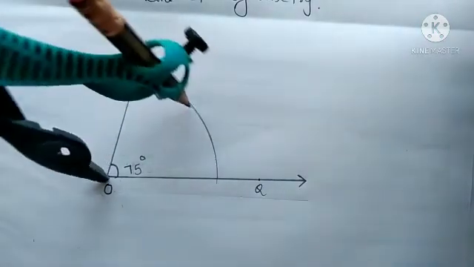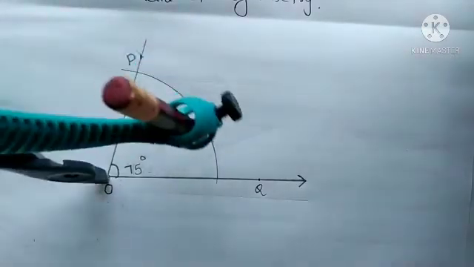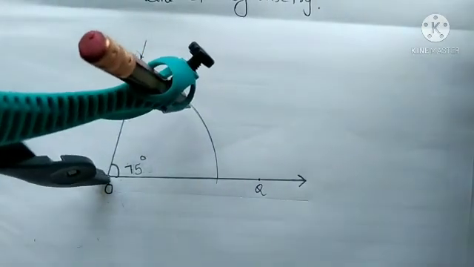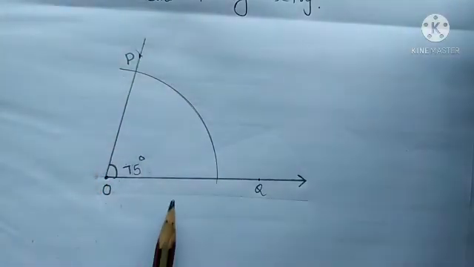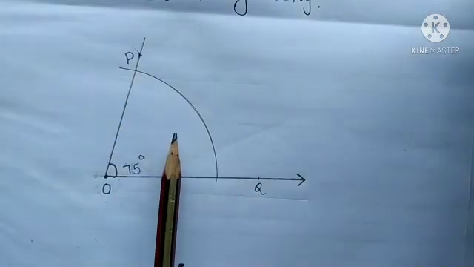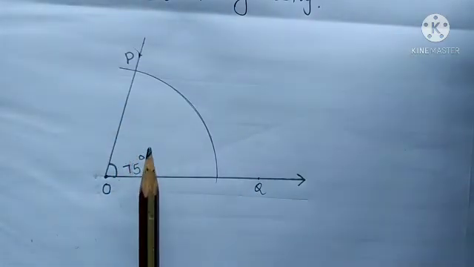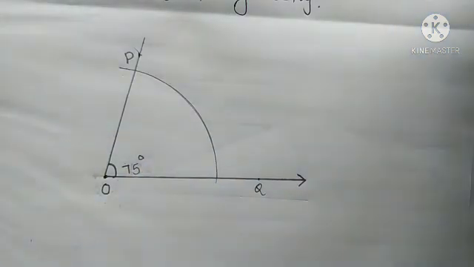Next we will draw an arc of convenient radius. Okay, any radius you can take, but it should be in the interior of the given angle. This is the exterior, that means outer part, and this is the inner part. It is known as interior. Interior, exterior on the angle. These words we have learned in the previous chapter.